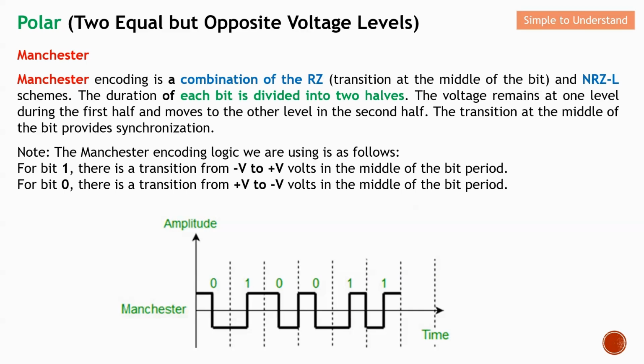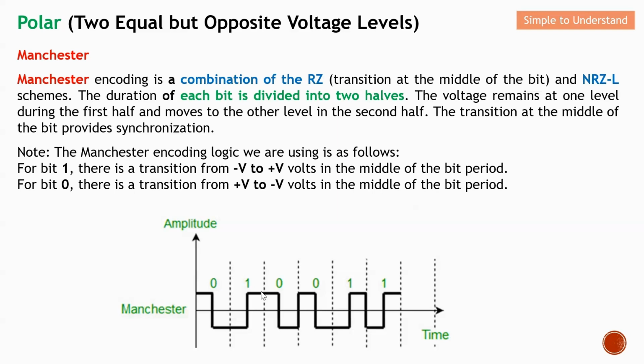Let's take a look at this example to understand better. If the first one is bit 0, I'm going to move from plus to minus, as you can see from here, plus to minus. So basically, this indicates message 0. When the message is equal to 1, I'm going to move from minus to plus, as you can see from here.